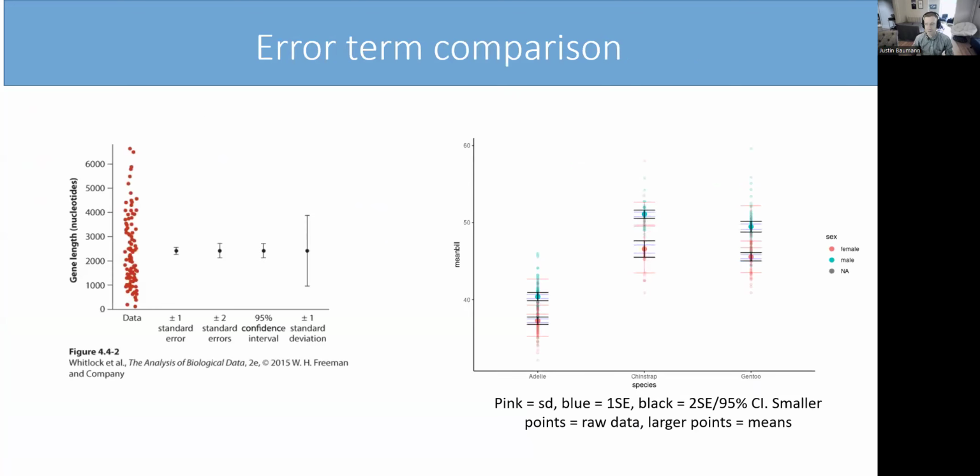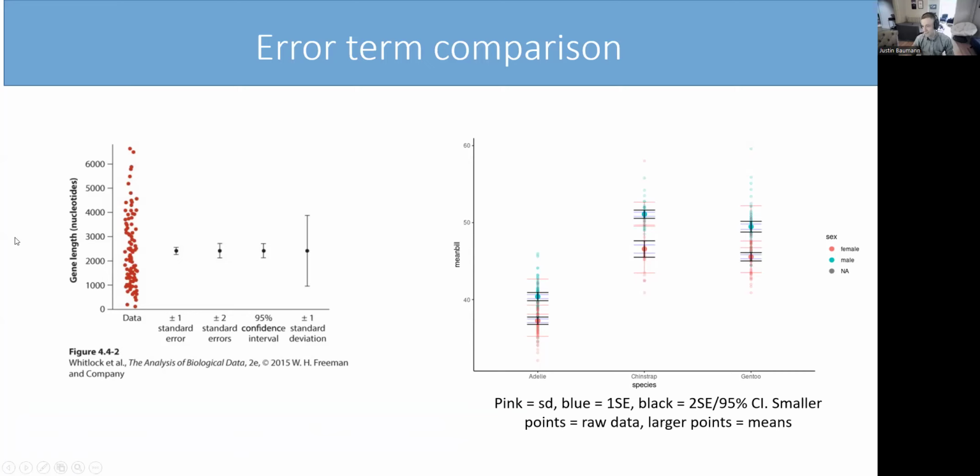All right. Now, I just want to show you a comparison of all these error terms, and this is how we're going to wrap today's lecture. On the left, from Whitlock and Schluter, we have gene length and nucleotides. It doesn't matter what that means, but we're looking at the mean gene length, basically.